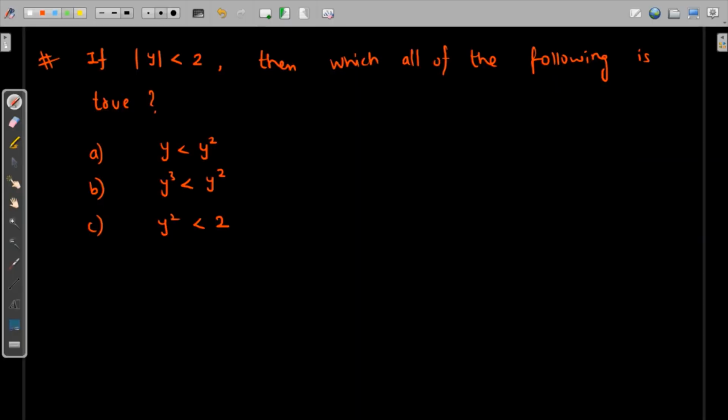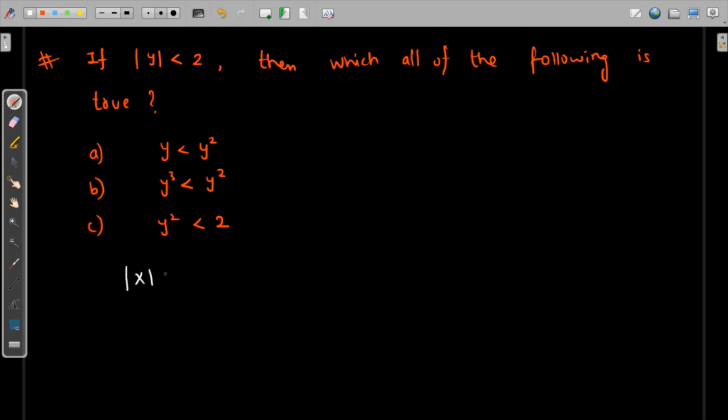Let's talk about this question. We are given that if the absolute value of y is less than 2, then which of the following, there can be multiple correct, is true. We should know the concept that whenever we are given that the absolute value of y is less than 2, there's a generalized solution for it.